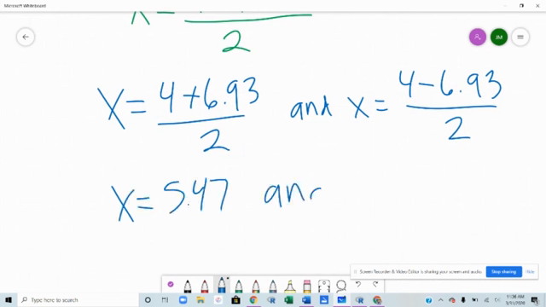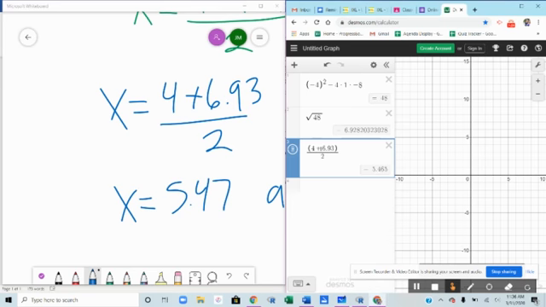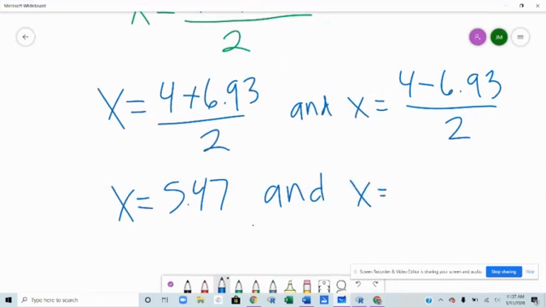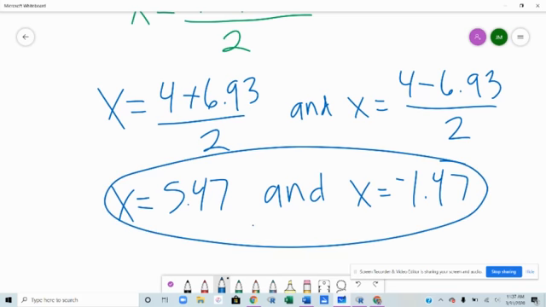5.47. And then the only difference is we need to now change it to a minus sign. So I can come back here, I can just type in this exact same line and type it in as a minus sign to get my other one. And this time, remember, same thing, round to nearest hundredths, 2 decimal places. This 5 rounds the 6 up, so negative 1.47. And there are your answers.